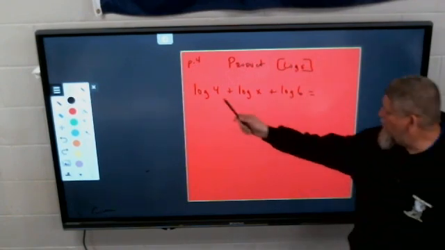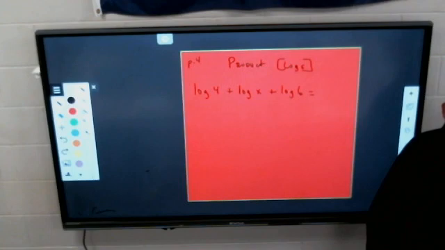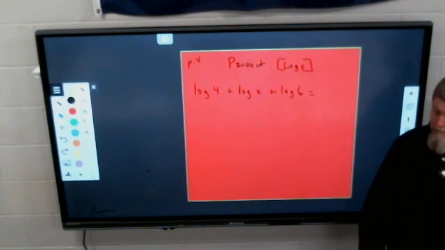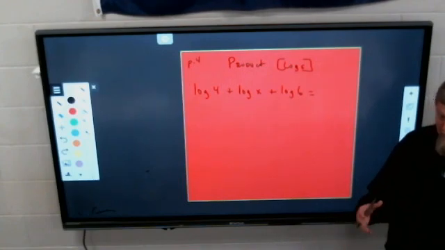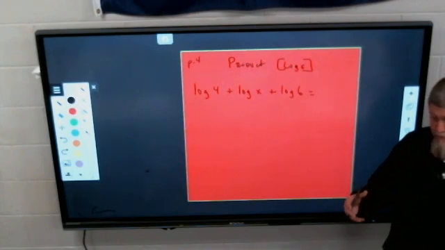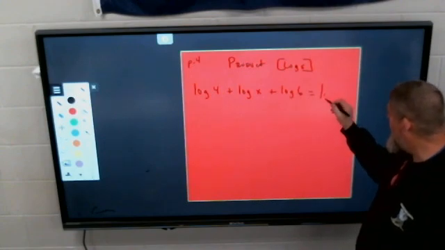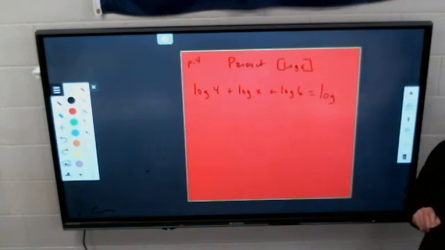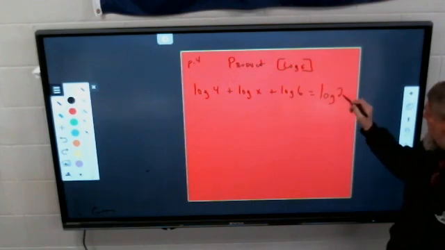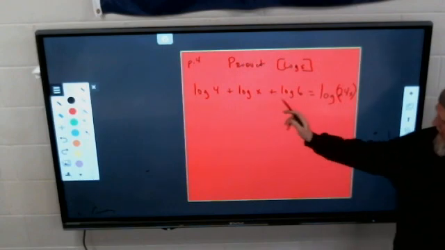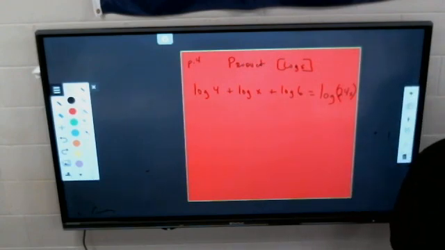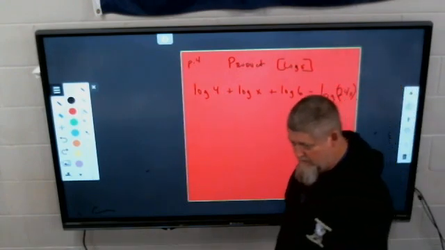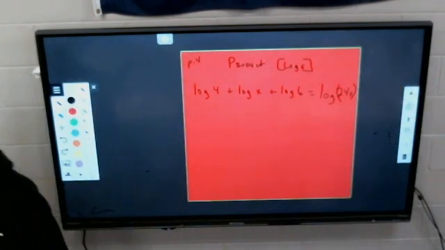So what do I do to the 4, the x, and the 6? I don't add them. What do we do when we're adding logarithms? We multiply them. So I end up with the log of what? 24x. When you're going back together, when you see plus, that means you take those arguments and you multiply them together. You got that? Did you have 24x?